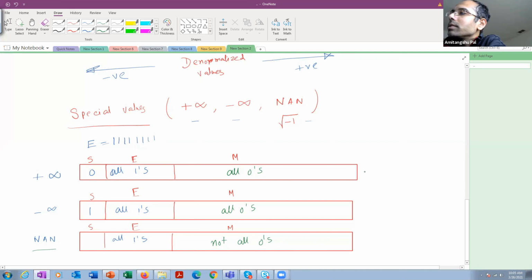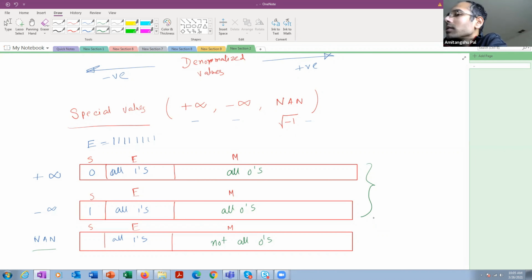If the mantissa bits are all zeros, it will represent plus infinity or minus infinity. Whether it is plus or minus depends on the sign bit. And if the mantissa bits are not all zeros, then it will represent not a number. Clear to everyone? So by looking at this bit pattern, you will be able to understand whether it represents special values or not. And in case of special values, you will be able to check whether it is representing plus infinity, minus infinity, or not a number. Clear? So let's go to the program and check.